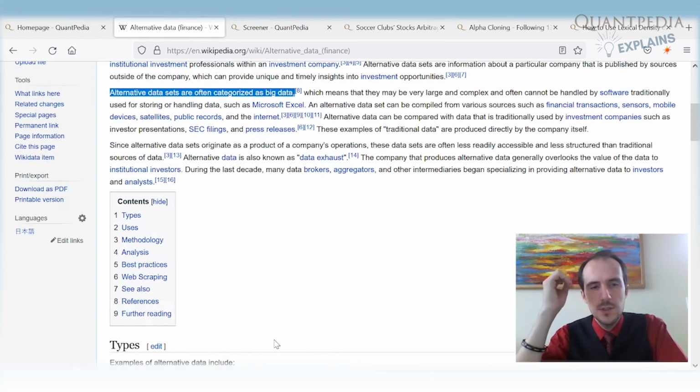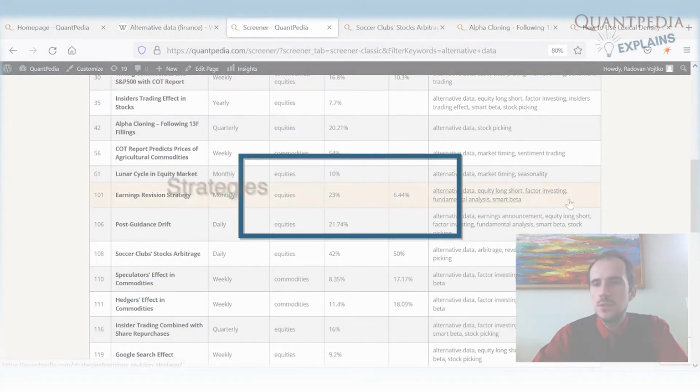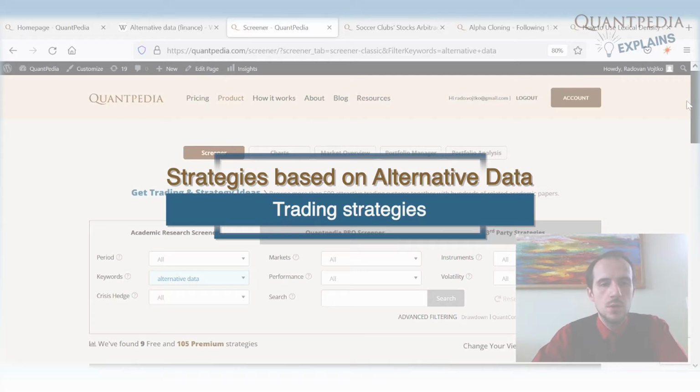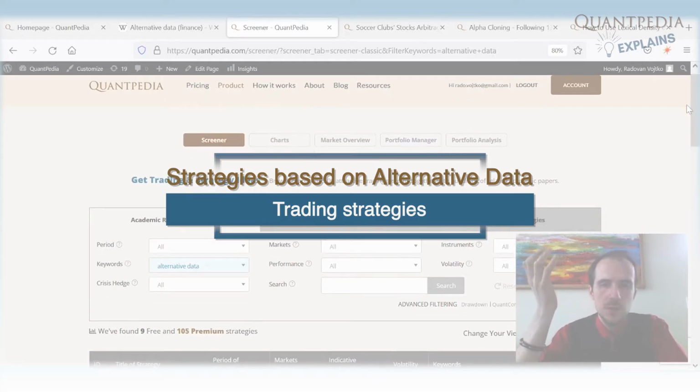These alternative data sets are really popular. The reason is that they offer an opportunity to obtain uncorrelated alpha. They offer an opportunity to build strategies that are not correlated to traditional strategies built on price data or on fundamental data from public companies. We have a lot of these alternative data trading strategies in our database, at the moment over 100. So as you can see, they are highly popular, and I will show you a few examples.